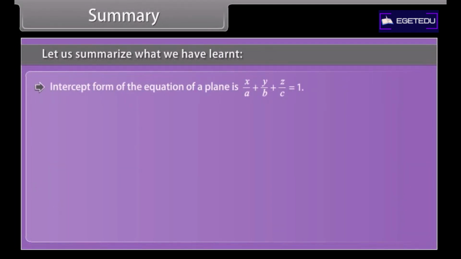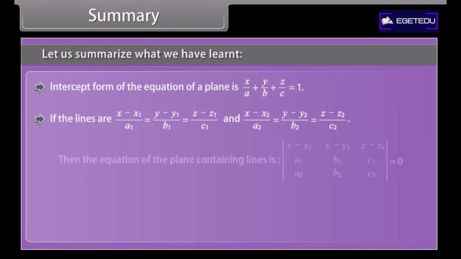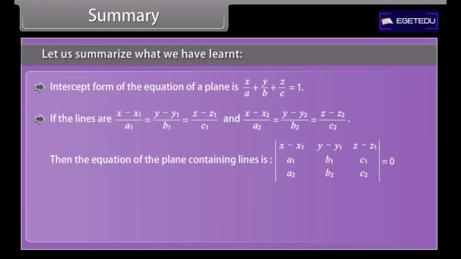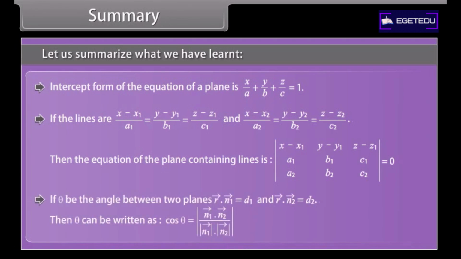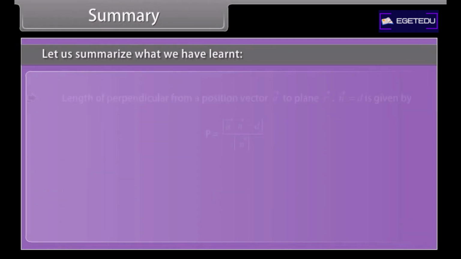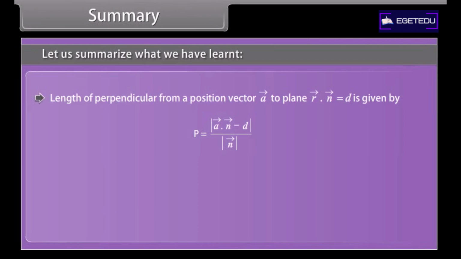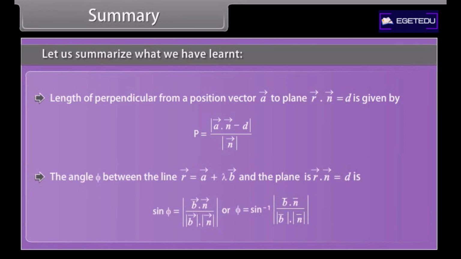Intercept form of the equation of a plane is as follows. If the lines are given, then the equation of the plane containing the lines is as follows. If theta is the angle between two planes, then theta can be written as follows. The length of the perpendicular from a position vector A to the plane is given by the following, and the angle phi between the line and the plane is as follows.